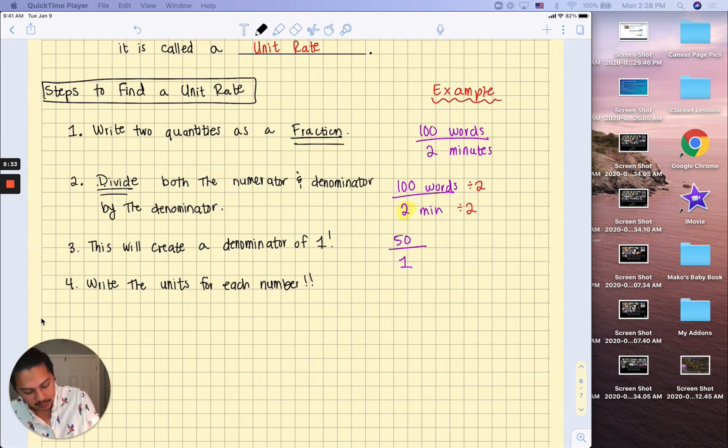So all we have to do is write some words. What is this 50? Well, remember the 100 was words, and we simplified it, so the 50 remains as words. So I can write 50 words in 1 minute. And now we've given these numbers meaning. 50 over 1 doesn't really tell me much, but now that I've added these words in here, it tells me a story. Oh, I can type 50 words in 1 minute. And there you have a unit rate. We're going to take a look at some more examples.